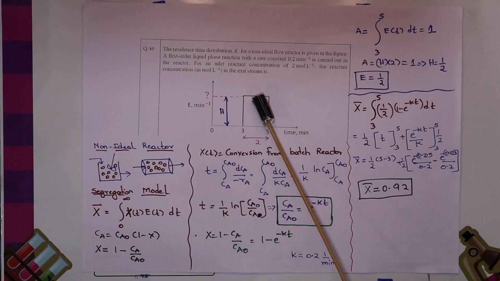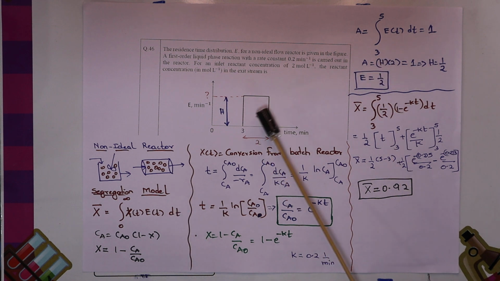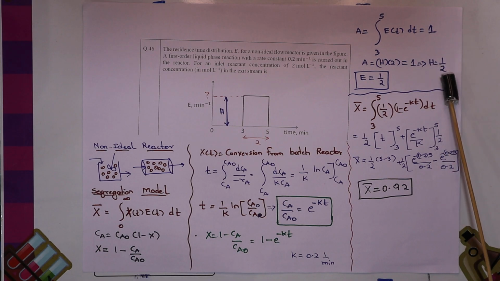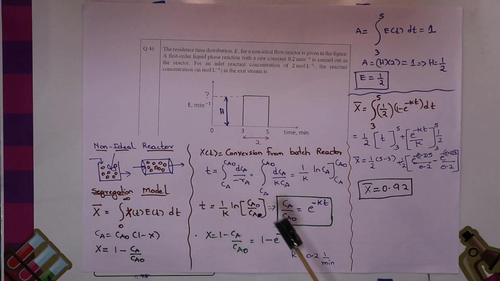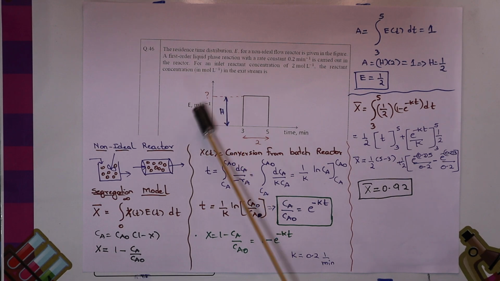That means the area under any residence time distribution curve should be equal to 1. So the area under this curve is equal to 1. From this, the value of h is equal to 1 by 2. Then what is the value of h? Between 3 to 5, the value of E of t is h. This is the height. That means E equals half. That means this point on the y-axis is half.